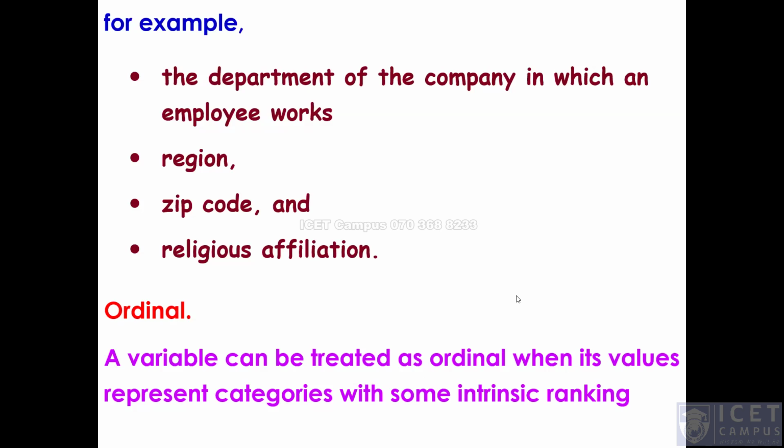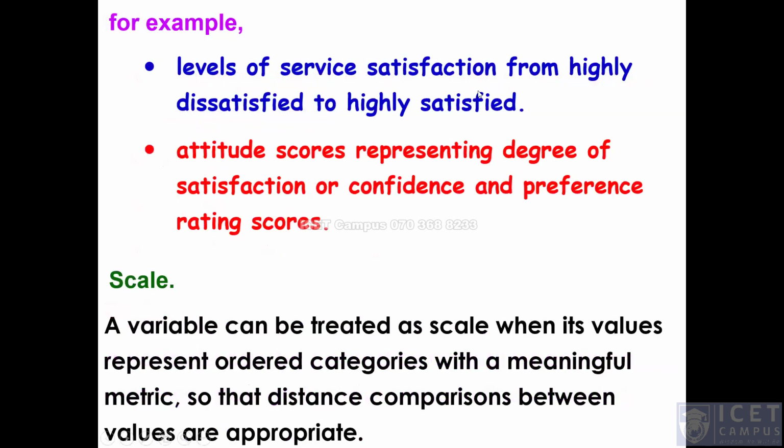Rank එකක් තියෙන්න ඕන. Examples: the levels of service satisfaction from highly dissatisfied to highly satisfied. Dissatisfied ඉඳලා satisfied වෙනකම් කියන්නේ that is ranking purpose. Attitude scores representing degrees of satisfaction or confidence, and preference rating scores. Again, it's an ordinal scale. Then scale measurements.